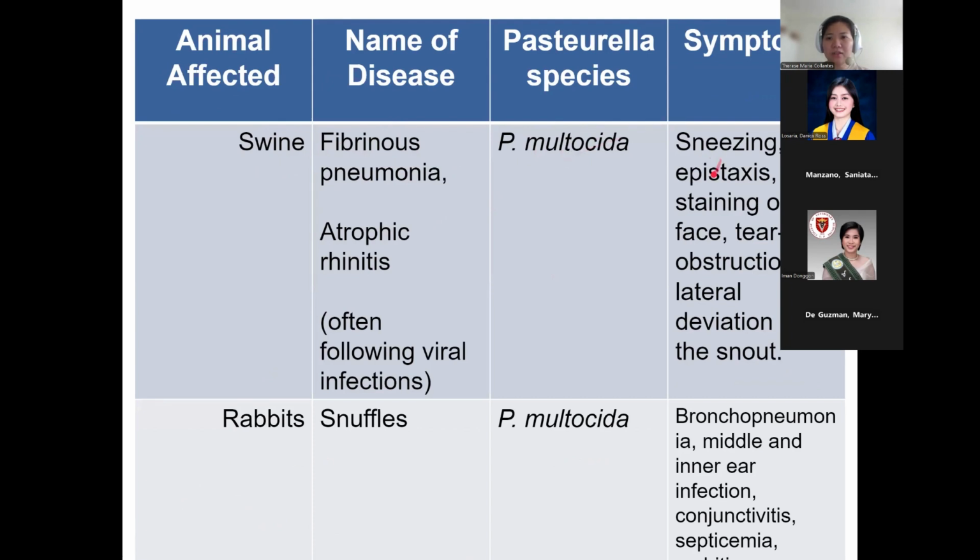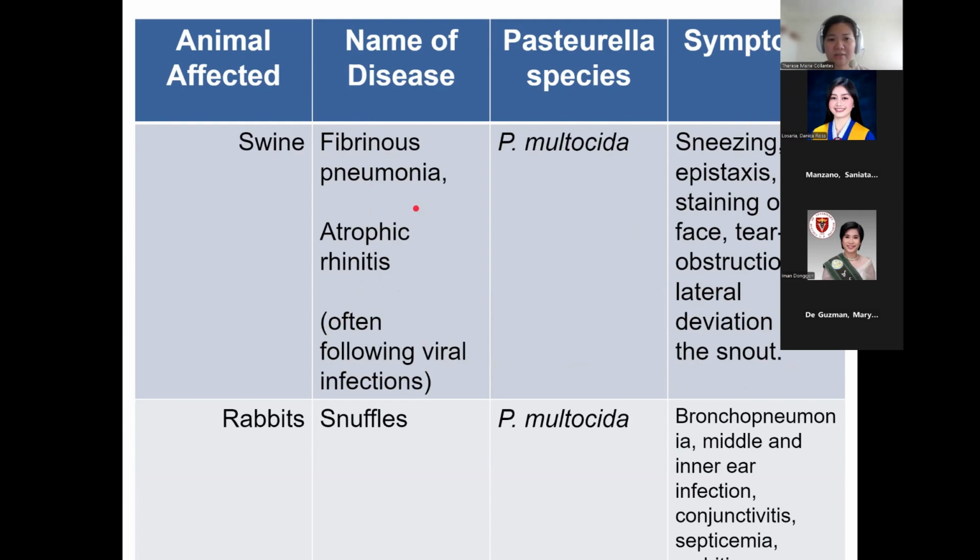The symptoms are sneezing, epistaxis, staining of the face, tear duct obstruction, and lateral deviation of the snout. And this is caused by the osteolytic toxin that we talked about earlier. So with the lateral deviation of the snout, the bone tissue associated with the snout becomes lysed. So the appearance is no longer symmetrical. And this is often following viral infections, especially this fibrinous pneumonia.